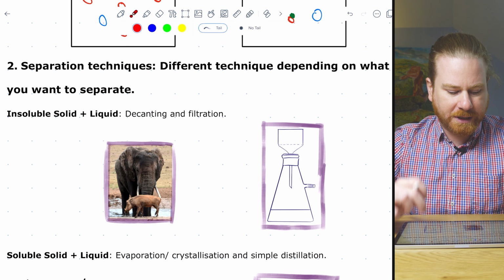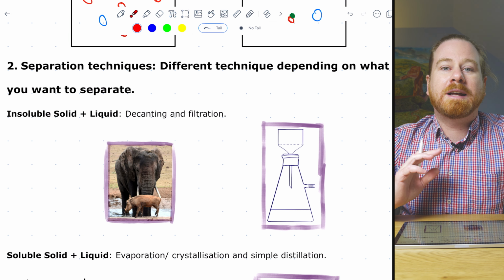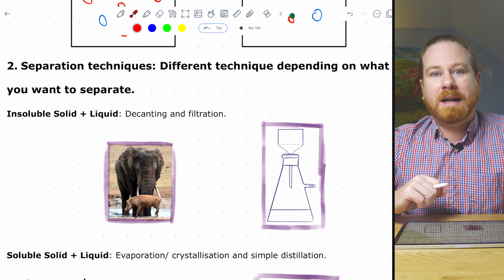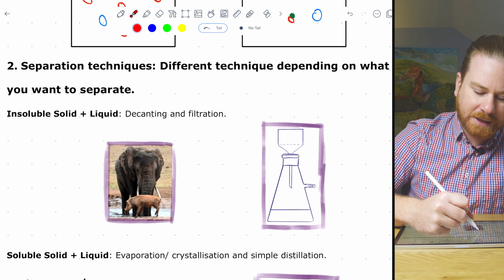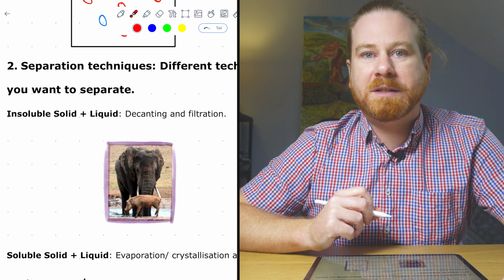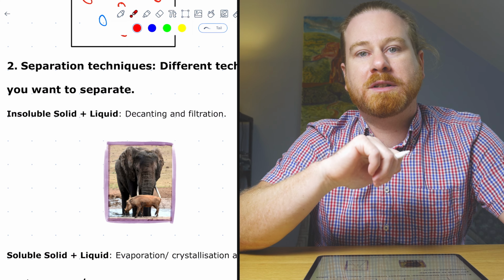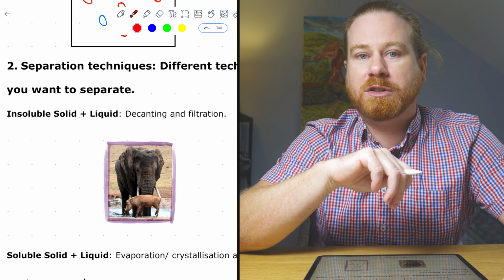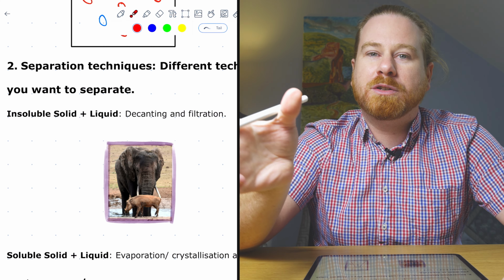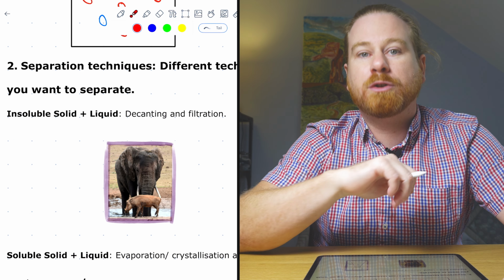The first thing we're going to be looking at is an insoluble solid plus a liquid. Decanting is very basic: that's where you have big particles of insoluble solid that will settle at the bottom of a beaker, and then you can slowly pour the liquid into another beaker.